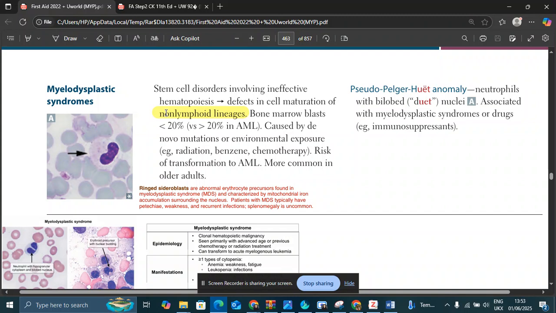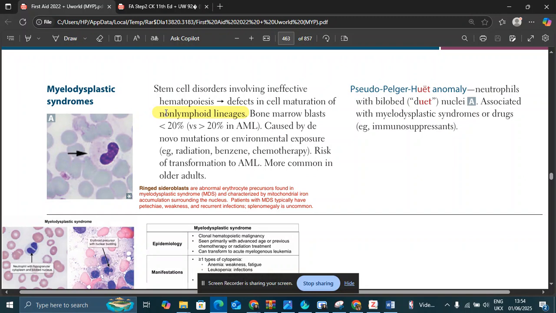Okay, so it is a stem cell disorder. It is a malignant stem cell cancer that is involving ineffective hematopoiesis of non-lymphoid lineages. Non-lymphoid lineages means myeloid stem cells. Myeloid cells are eosinophils, neutrophils, basophils, erythrocytes, and thrombocytes. Okay, so we will see there will be ineffective hematopoiesis, and we will see neutropenia, anemia, and thrombocytopenia.